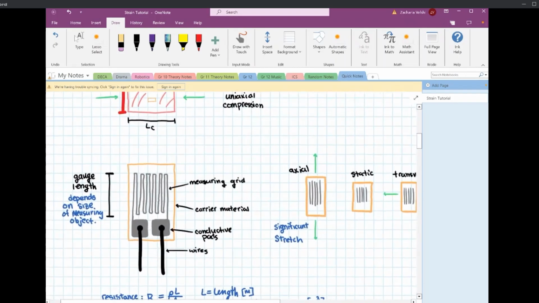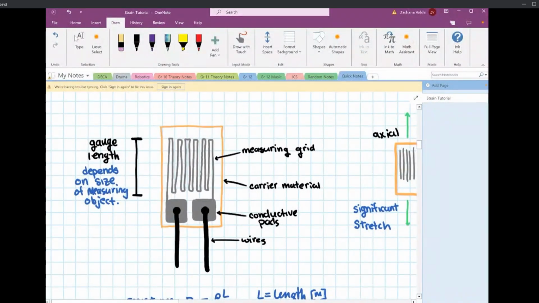So this is what a strain gauge itself looks like. So cute, it's really nice. Good drawing. I love the diagrams.